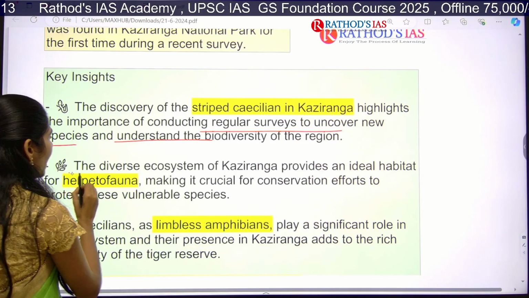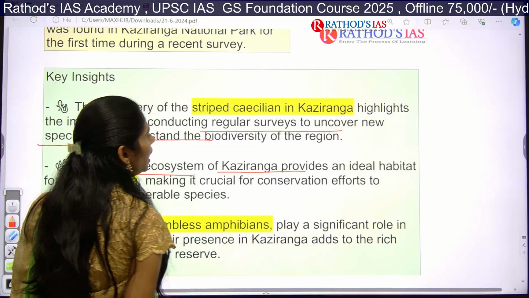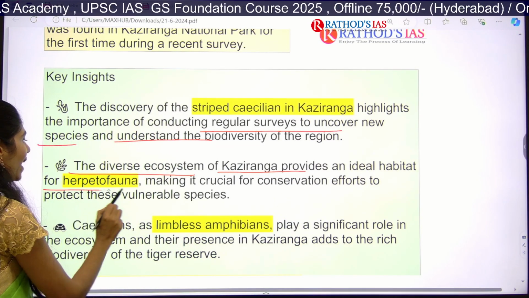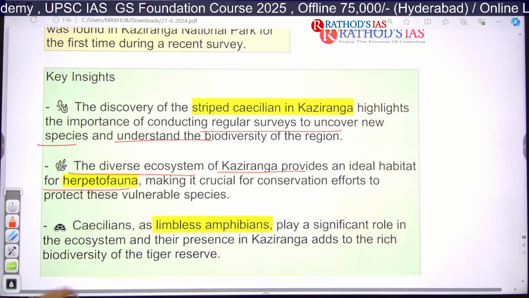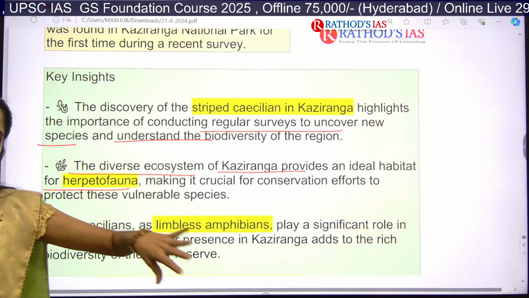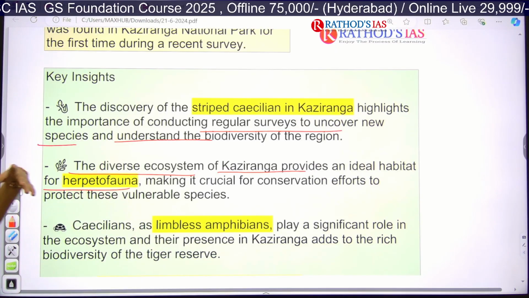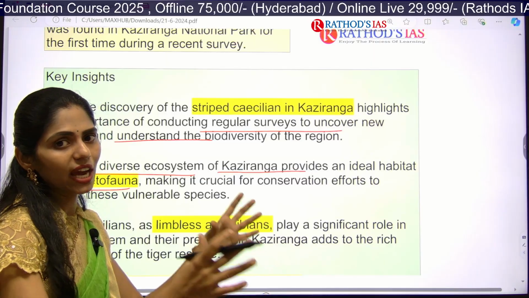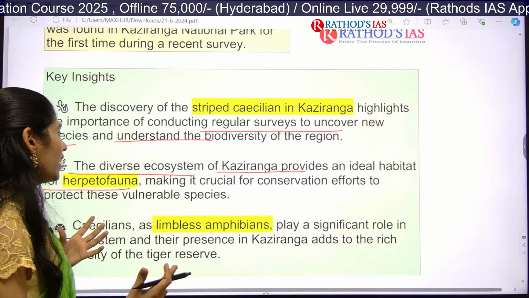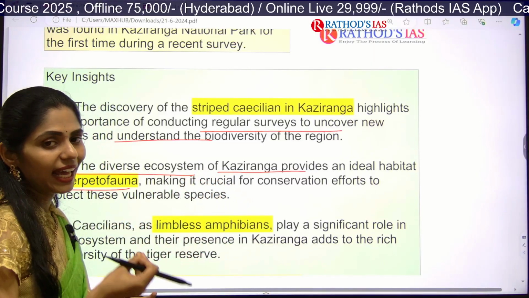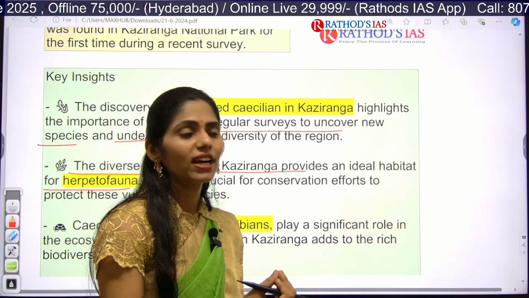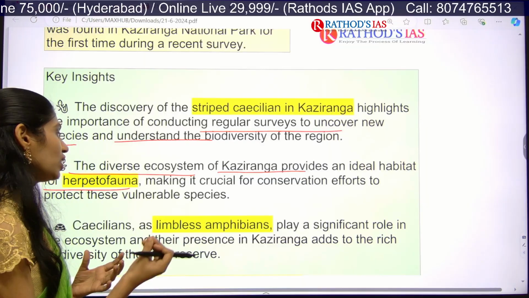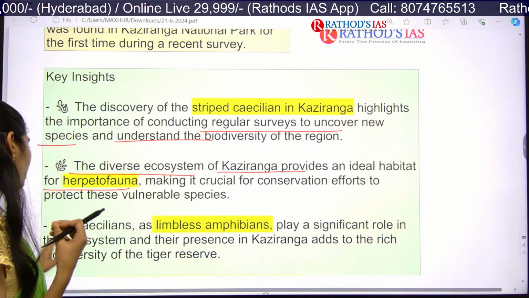And the next one is the diverse ecosystem of Kaziranga, which provides an ideal habitat for herpetofauna. If you are having this type of surveys and identifying new species, then we can understand how diverse this Kaziranga National Park is. We can find how many species there are, and we have to analyze whether any conservation needs to be taken for protecting these vulnerable species or not.